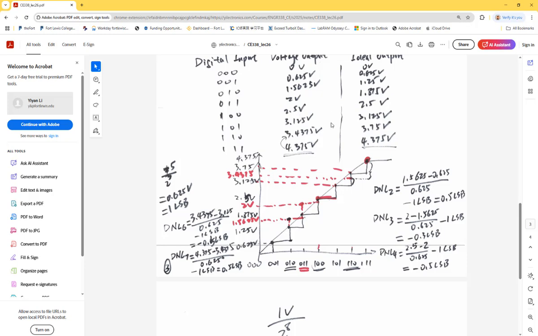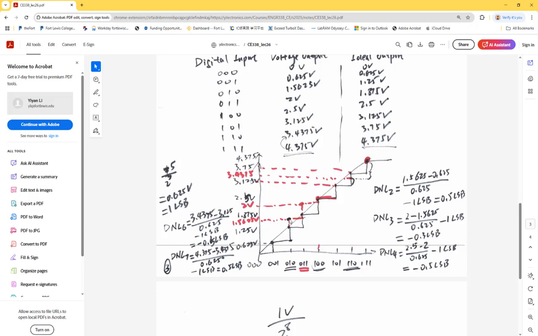However, the actual outputs are not all ideal. If you compare, you can see 0 volts, 0 volts, 0.625, 0.625, and the next one should be 1.25, but actually I'm getting 1.5625, which is labeled over here. So in that case, if you draw it in the diagram over here, you can see the DNL, I can probably make a note.